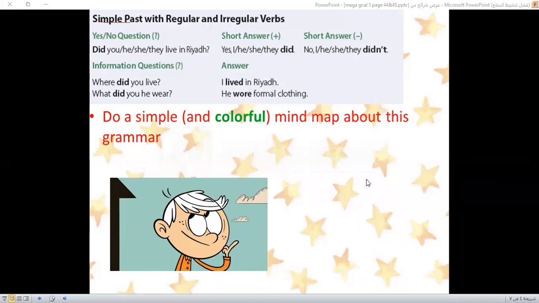Now I need you to do, I'm not going to explain it. I think it's very simple, but I need to see if you understand it very well. So you need to do a symbol and colorful mind map about this grammar, these 2 grammars, yes or no questions and information questions. If you do it very well, and your information and your examples are very good, then you're not going to do the writing for yesterday.